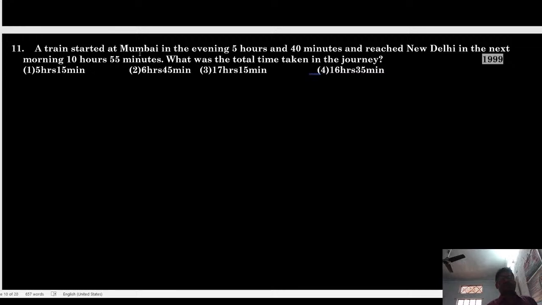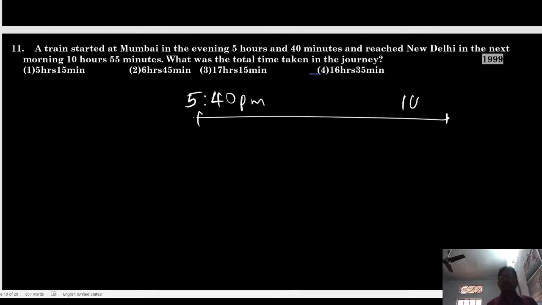11th question. A train started at Mumbai in the evening at 5 hours and 40 minutes and reached New Delhi in the next morning at 10 hours 55 minutes. What was the total time taken in the journey? So here we have to find duration of activity. 5 hours 40 minutes starting time. Evening means PM. New Delhi in the next morning 10:55, AM. So in this we have 12 midnight.